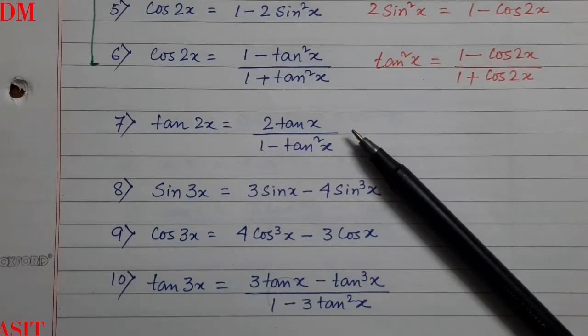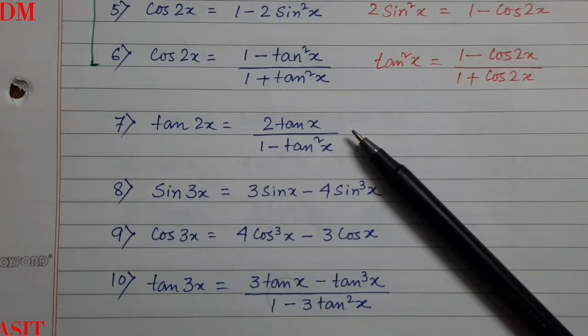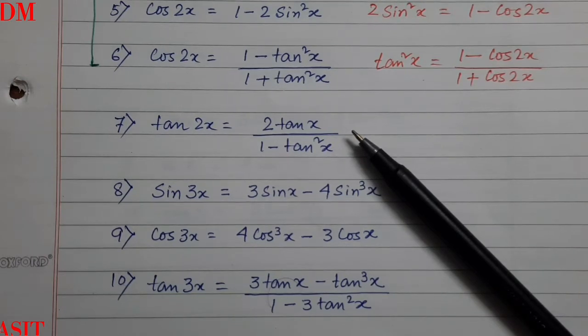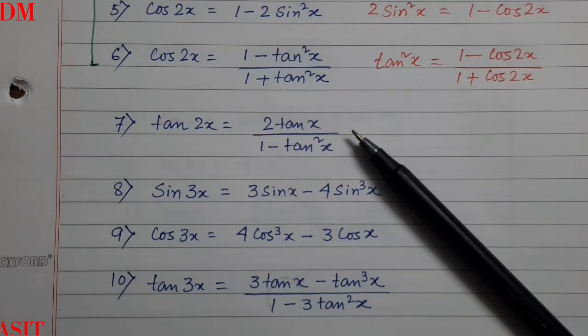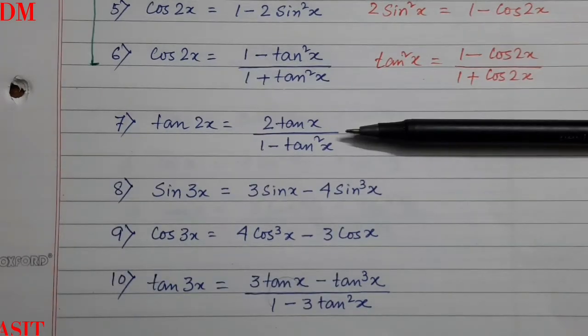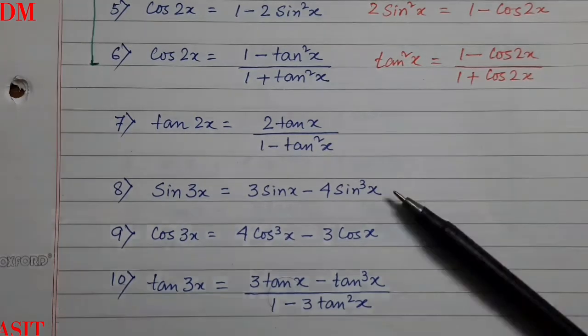Now let us see our next set of formulas, that is tan 2x, that will be 2 tan x by 1 minus tan square x. Here the proof is also similar, that is tan of x plus x, and we can apply the formula of tan of x plus y. Now tan 2x has no other forms, it has only one form. Now here we have three more formulas of sin 3x, cos 3x and tan 3x.